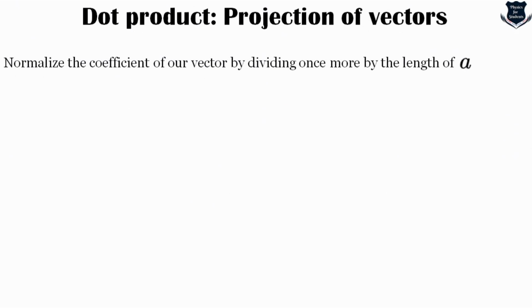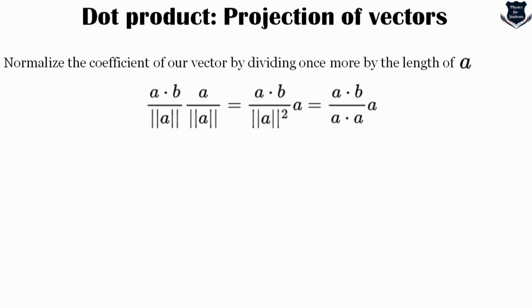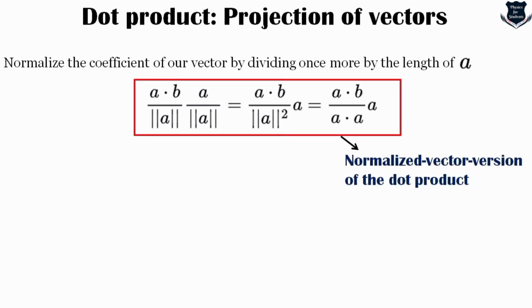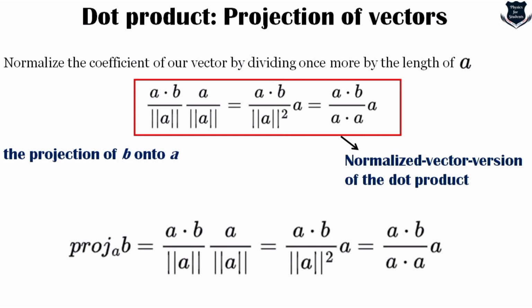Now, we can normalize the coefficient of our vector by dividing one more time by the length of A, and this is how it happens. Remember that since A is our reference direction, we don't want the length of anything which will create a problem. It messes up things. So we normalize the coefficient of our vector by dividing by the length. This is the normalized version of the dot product. We give this measurement a new name and we call it the projection of B onto A, and this is written as this, right?